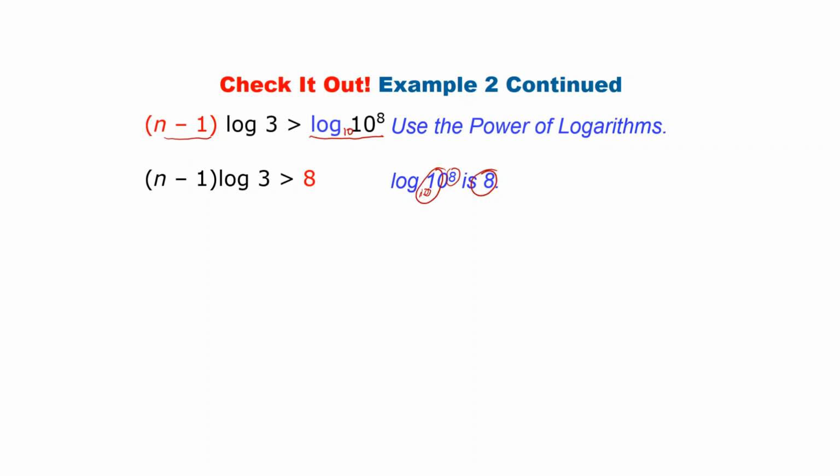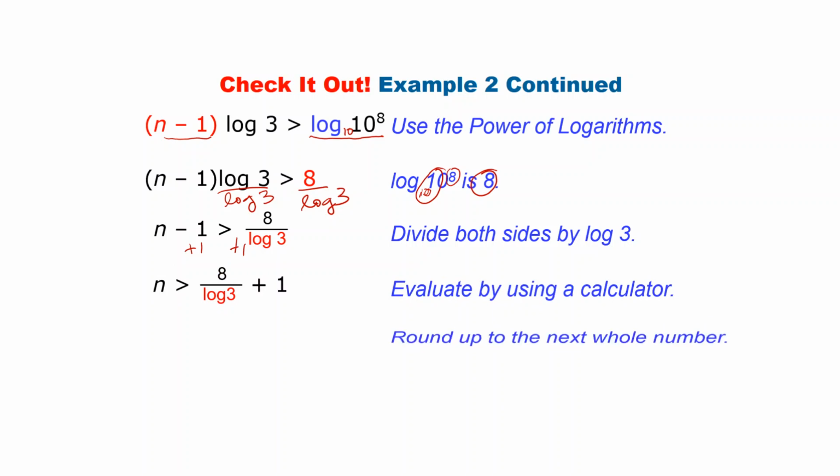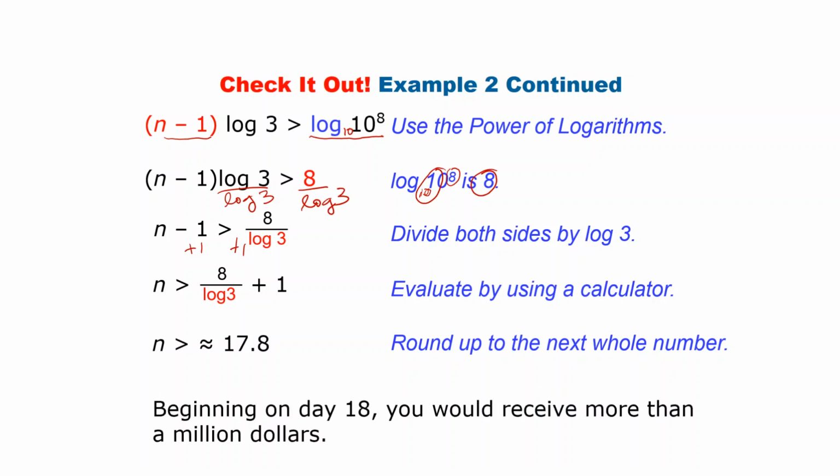All right, so now again, if we wanted to solve for n, we just divide both sides by log 3, and then it's going to be pretty easy. Just add plus 1 to both sides and put it through your calculator, and you end up with n equals 17.8. And the question said, what day would you receive more than $1 million? So day 17.8, so it would have to be rounded up to the next whole number. So beginning on day 18, you would receive more than $1 million. Sounds like a good deal to me.